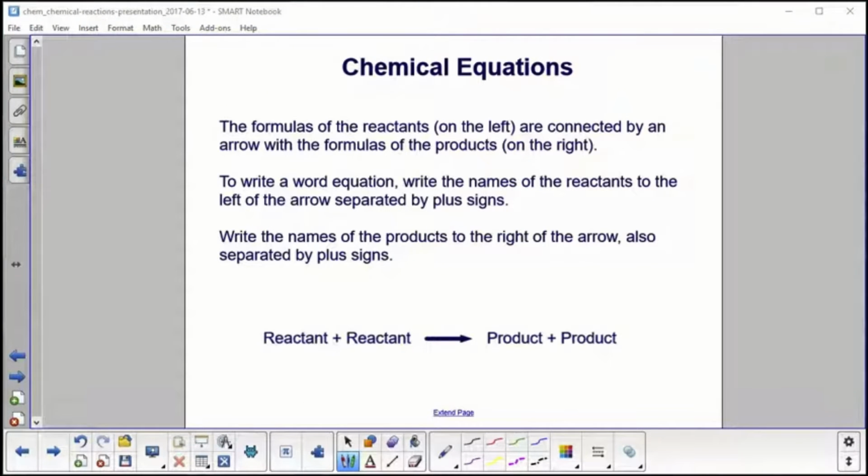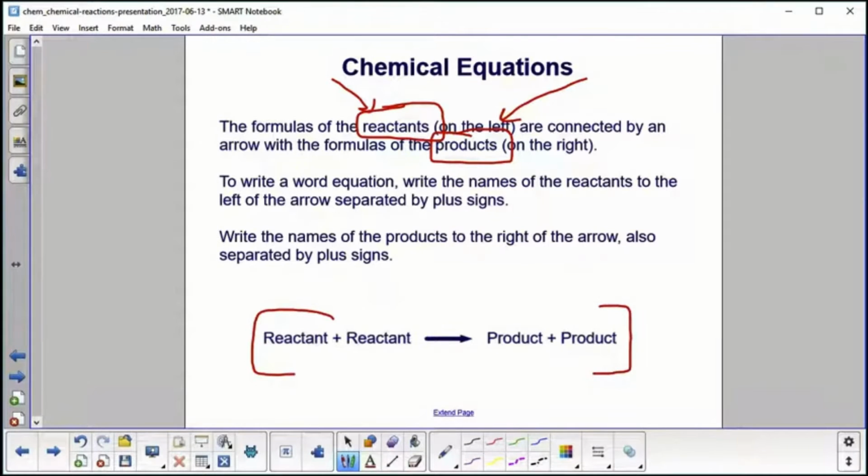The formulas of the reactants, those are on the left side of the equation, are connected with an arrow with the formulas of the products, which will be on the right side. So reactants are what we start with, products are what we wind up with. If you want to write a word equation, write the names of the reactants to the left of the arrow separated by plus signs. So kind of like this down here. And you put the products to the right, also separated by plus signs.